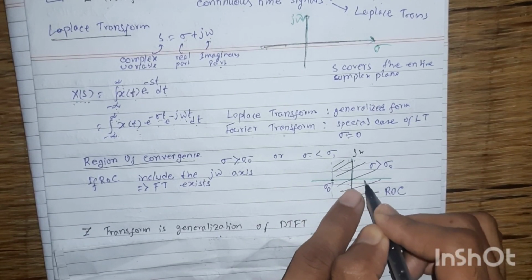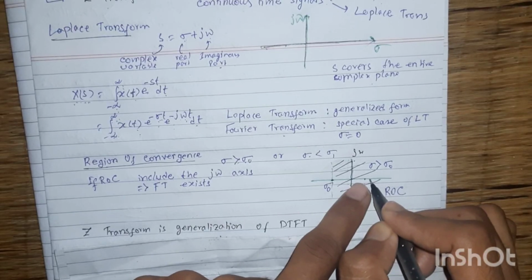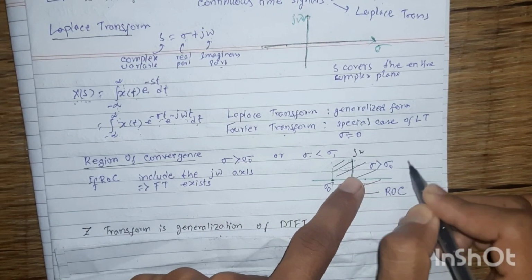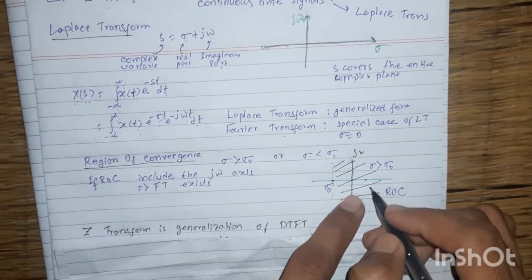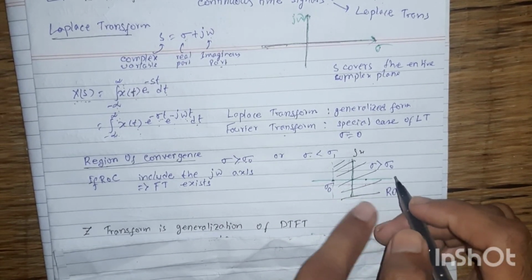If in any case sigma naught is here and sigma is greater than sigma naught, means our region of convergence is this area, then it does not take this j omega axis, means we can say the Fourier transform does not exist.